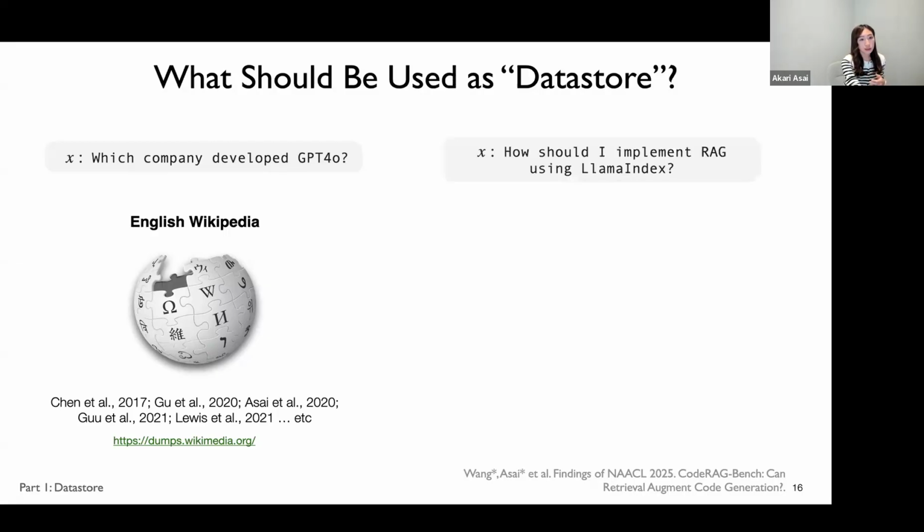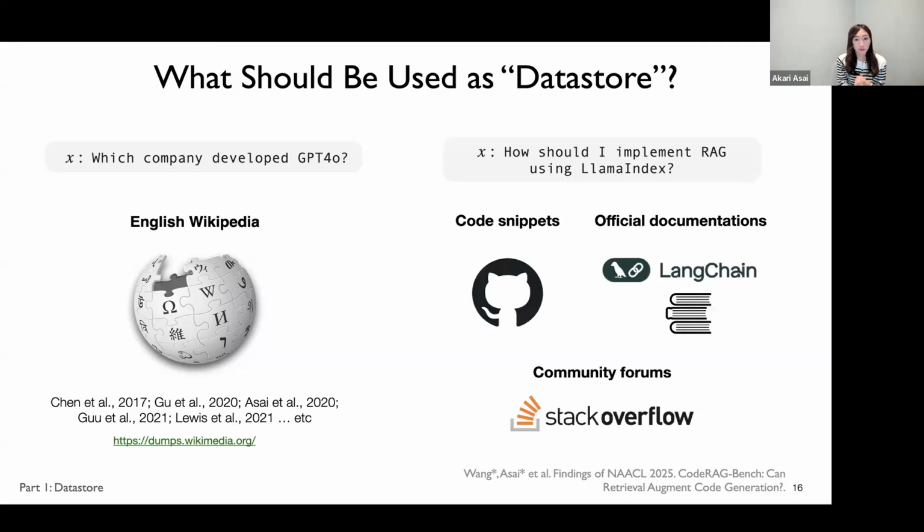However, if your application is more specialized, such as building a retrieval-augmented system for code generation or a code assistant, then you need to be more strategic in constructing your data store. For code-related applications, your sources might include a mix of GitHub repositories, official documentation, or community forums like Stack Overflow. The key takeaway from those prior works is that the choice of data store should be carefully aligned with the specific needs of your application to ensure high-quality retrieval and effective system performance.